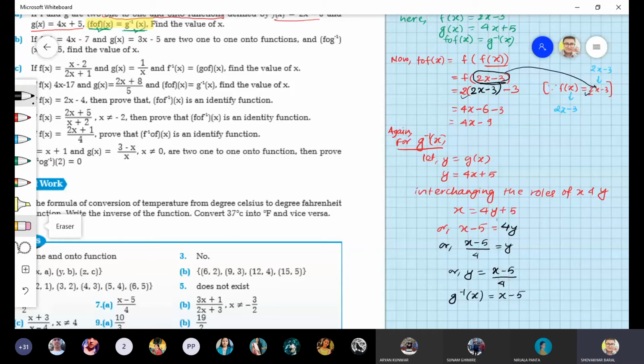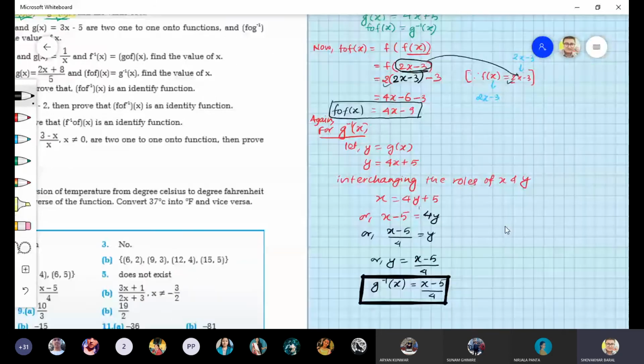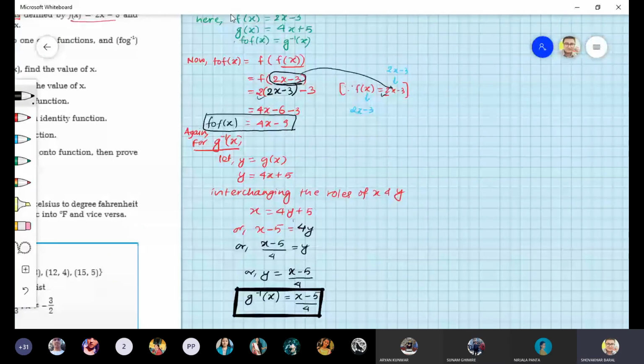We got both the things. You have the composite of x, that is of the left side, and g inverse x, that is of the right side. These both are calculated. So now let's compare these two things. One more thing is given in the question: f composite of x is equal to g inverse x.